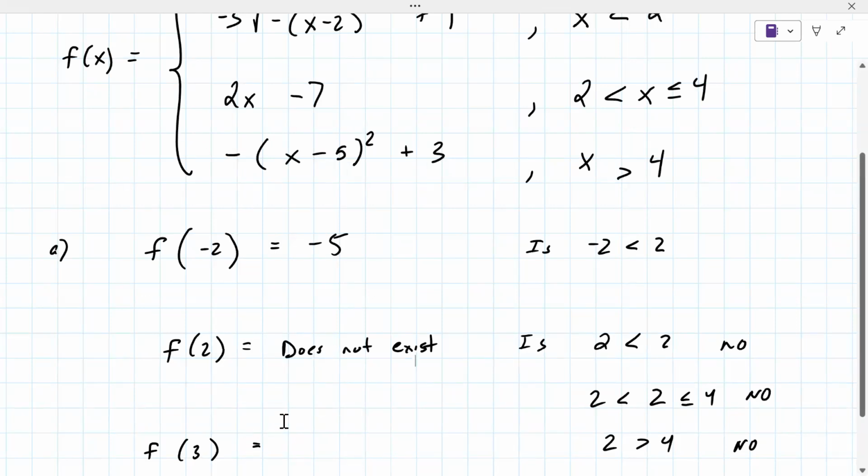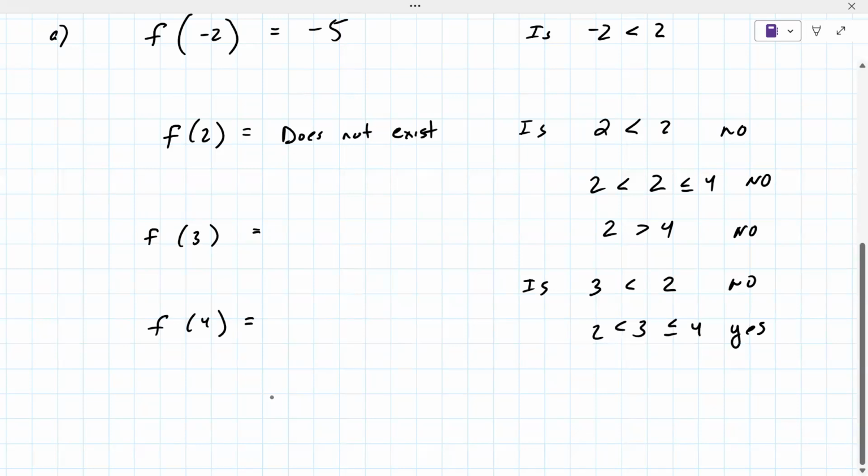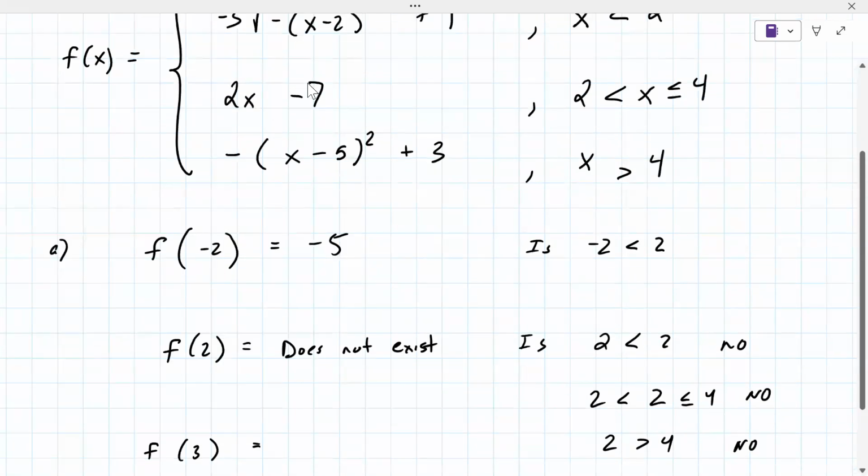Okay, for 3, it's the same set of questions. Is 3 less than 2? No. Is 3 between 2 and 4, including 4? Yes. So you use the middle one. You're going to use the middle piece here for that. So go ahead and use that middle piece and tell me what you come up with. Okay. 3. -1.